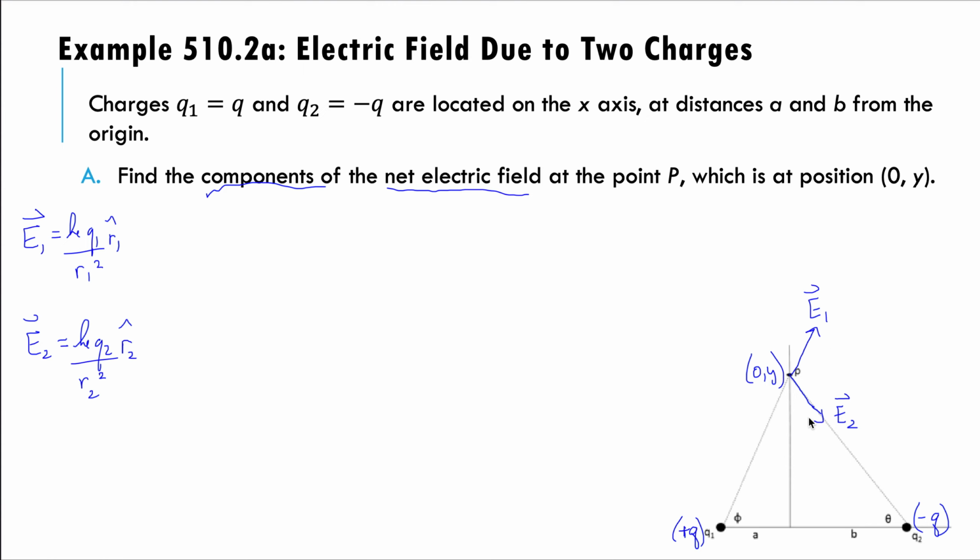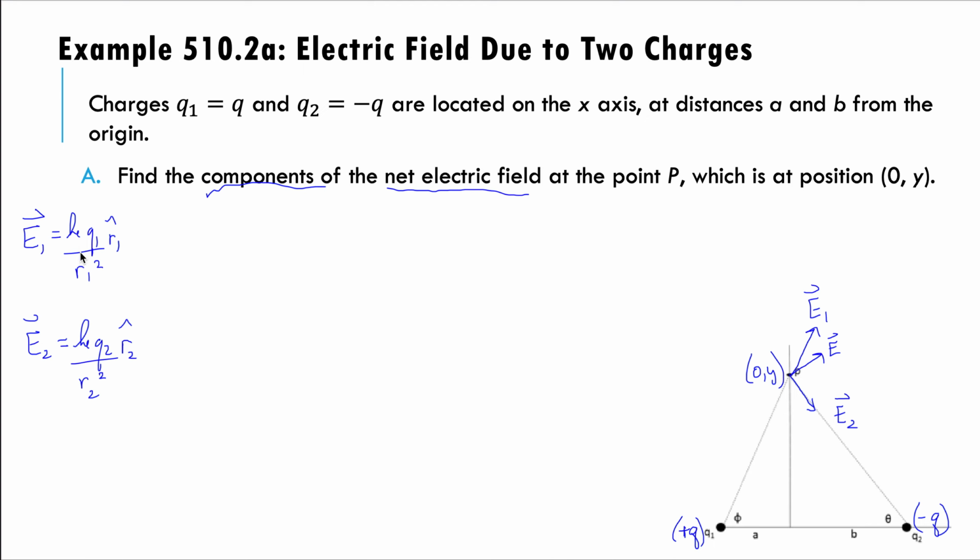Now, I didn't draw these vectors to scale, but we know that the vector E1 is going to be bigger than E2 because charge Q1 is closer to the point than charge Q2 according to this picture. So we are trying to find a net field, which will go somewhere in this direction. The best way to do that is to find the individual fields, look at the x and y components separately, and add those separately to find the components of the electric field at point P.